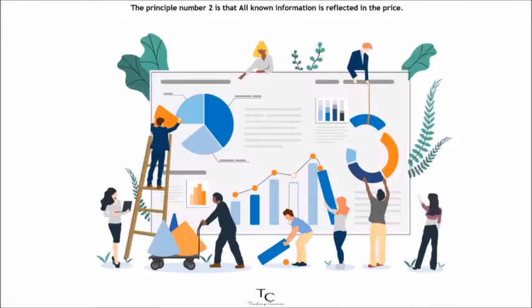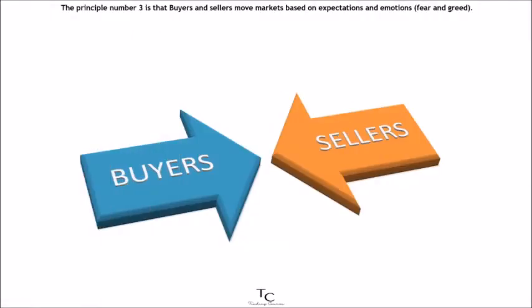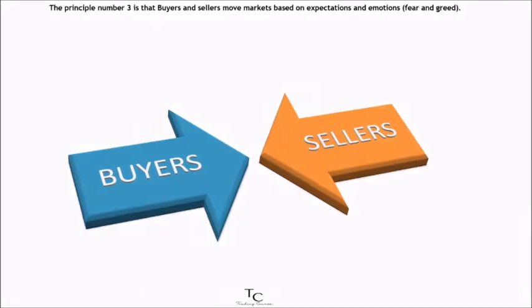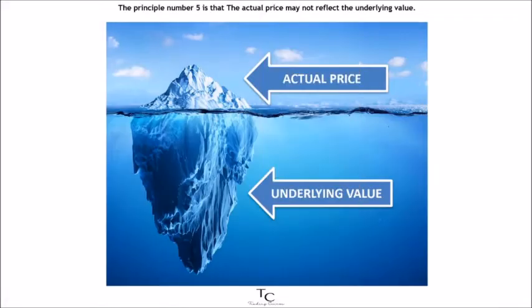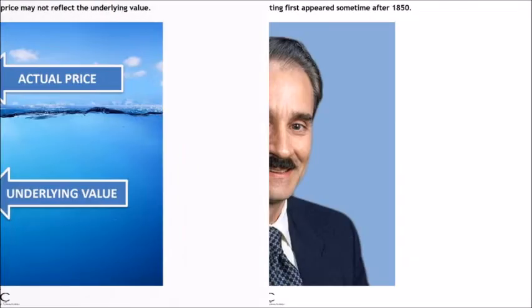Principle number two is that all known information is reflected in the price. Principle number three is that buyers and sellers move markets based on expectations and emotions, fear and greed. Principle number four is that markets fluctuate. Principle number five is that the actual price may not reflect the underlying value.